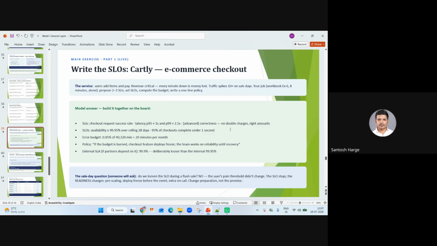Along with the worksheet, you can refer to the answer sheet. In the workbook I will simply give the problem statement and the SLI and SLO policies, so the answers will be blank. You try to fix it by yourself. Try to write down what exactly the error budget you will set up in the SLO and policy, and how you will set up the external SLA for your application.